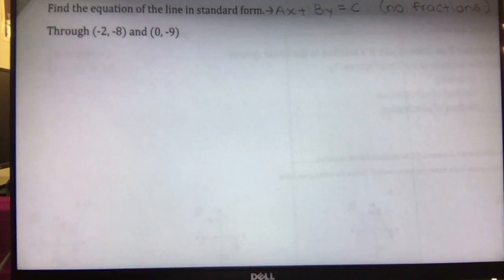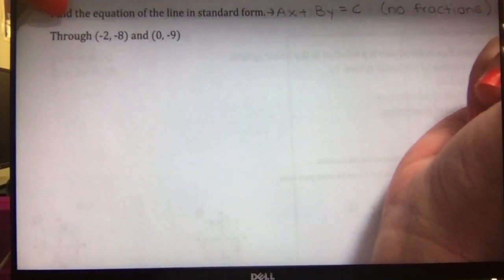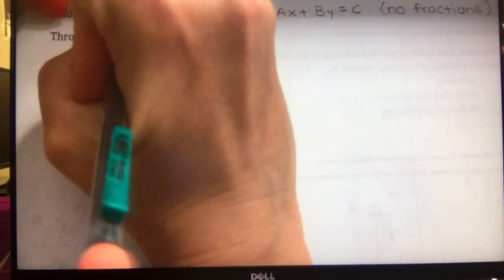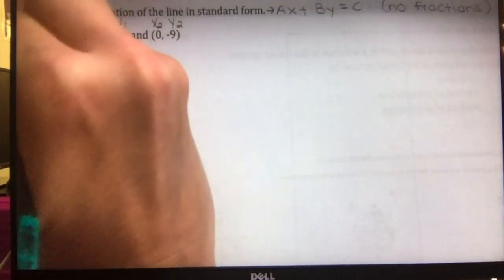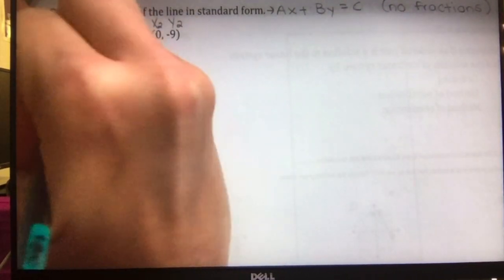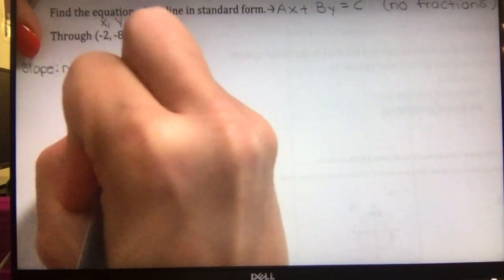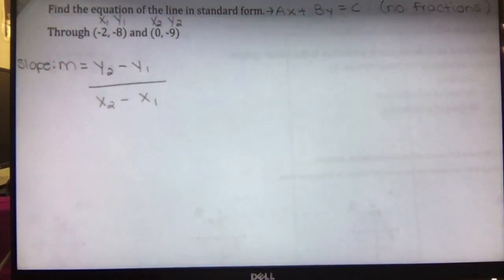Let's find the regular equation in slope-intercept form, and then we'll worry about changing it into standard form later. Just like a normal problem, first we need to find the slope. Our 2 points are negative 2, negative 8, and 0, negative 9. I can label the first point as x1, y1, and the second point as x2, y2, so we can find the slope with the formula m equals y2 minus y1 all over x2 minus x1.